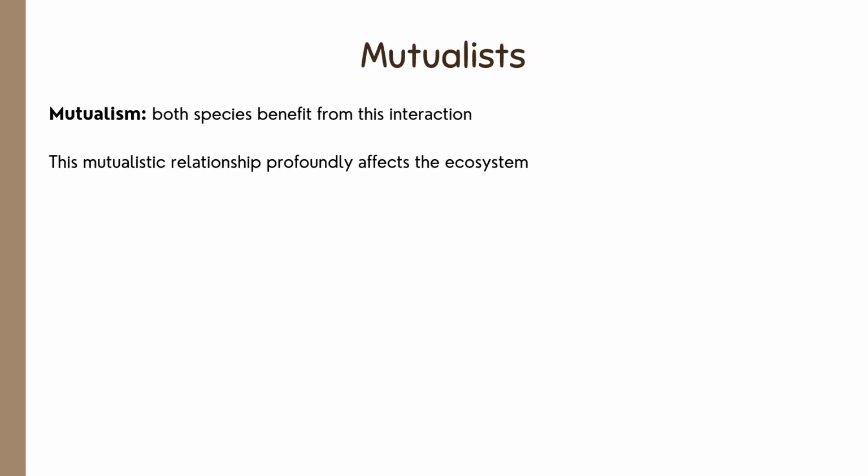So if we think back to before, we were looking at mutualism. So this is when both species benefit from this interaction. So mutualists have a relationship that profoundly affects the ecosystem.